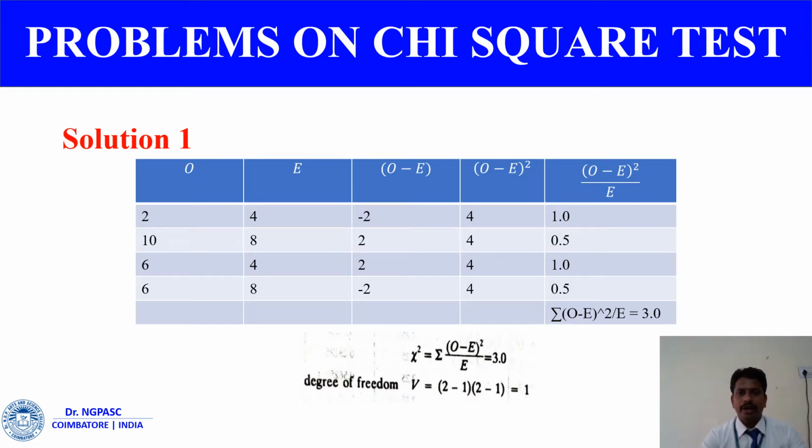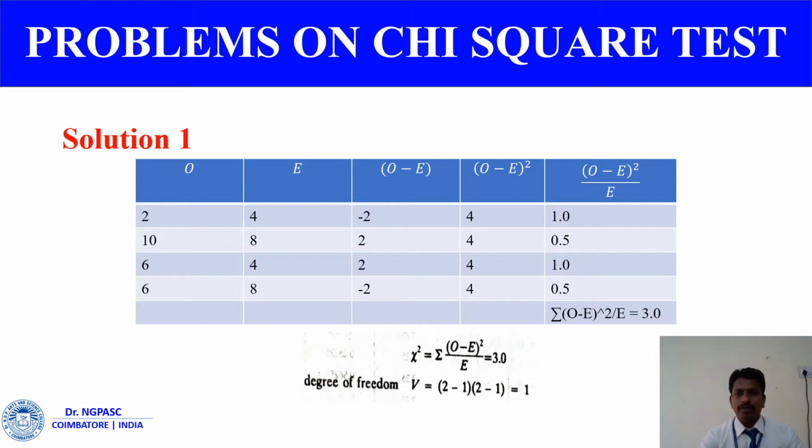Next, to calculate observed frequency minus expected frequency, that is the deviation of observed and expected frequency. 2 minus 4 equal to minus 2. 10 minus 8 equal to 2. 6 minus 4 equal to 2. 6 minus 8 equal to minus 2.